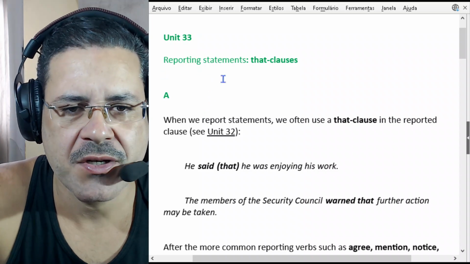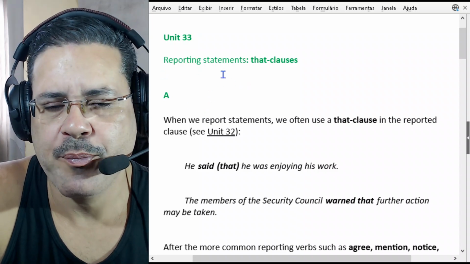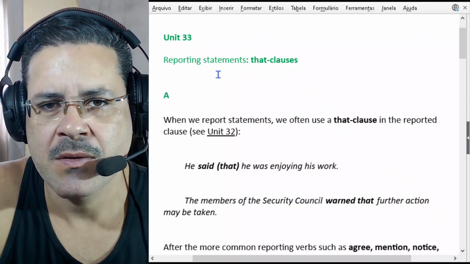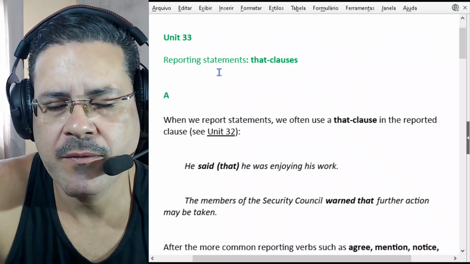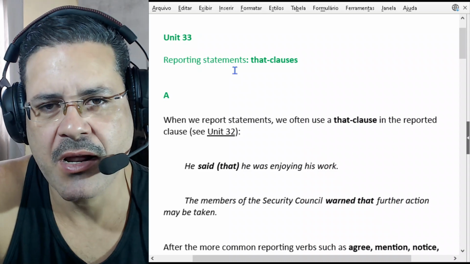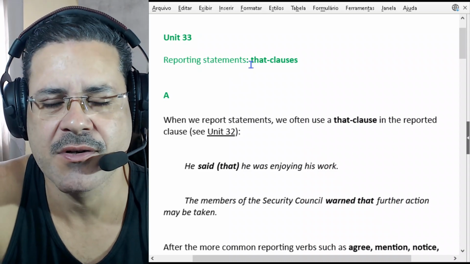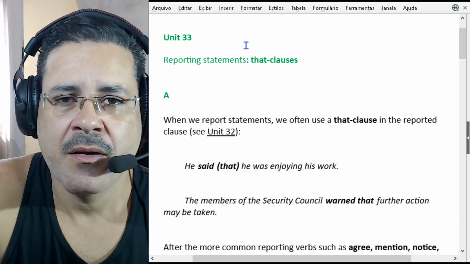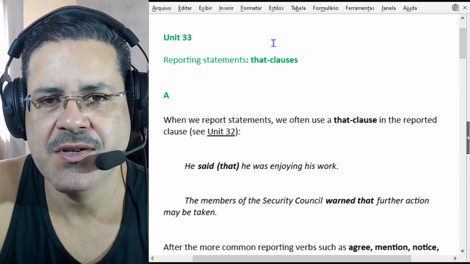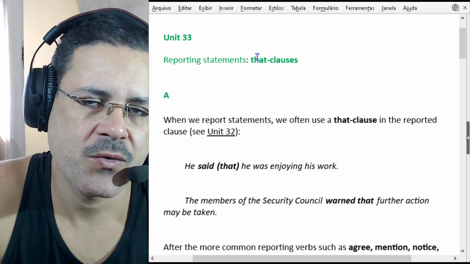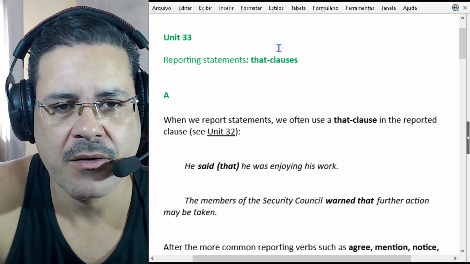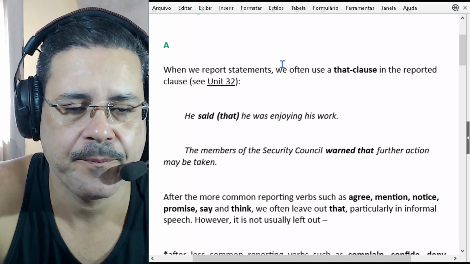Okay, reporting statements. We're reporting basically something that someone has said. Someone has said something to you and you want to share it with another friend of yours, with another colleague, for example. For those constructions, we use that clauses, and sometimes we don't use those sort of clauses. Okay, so let's go through the lesson.